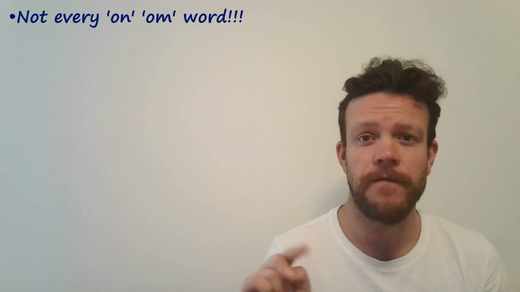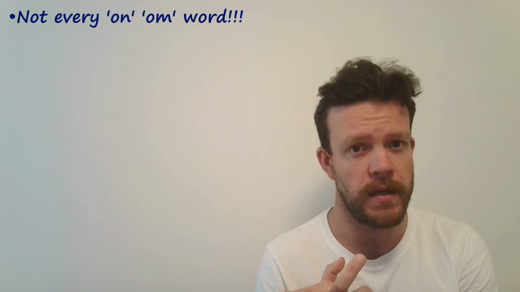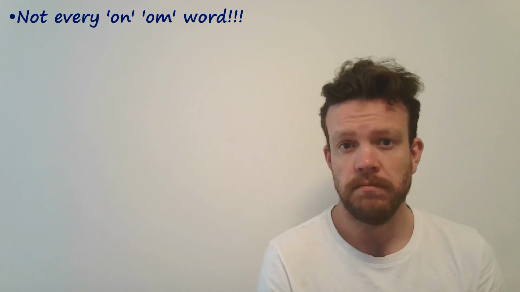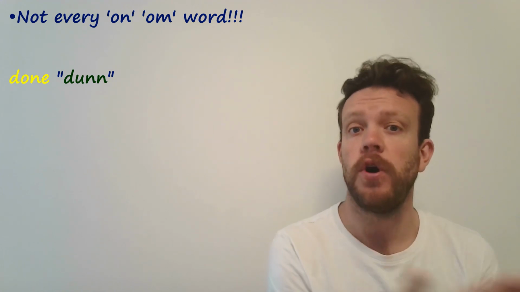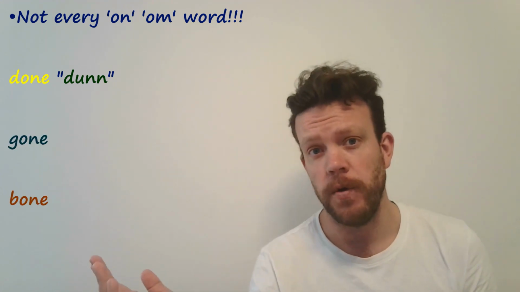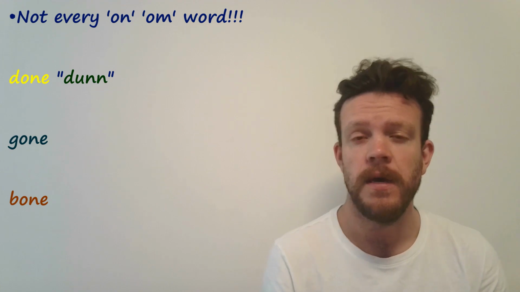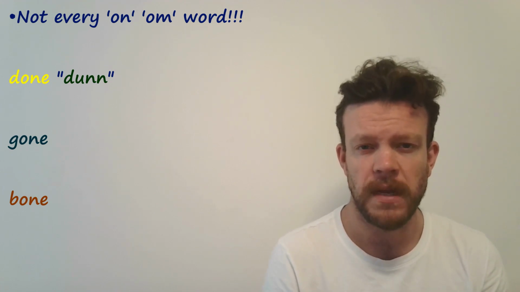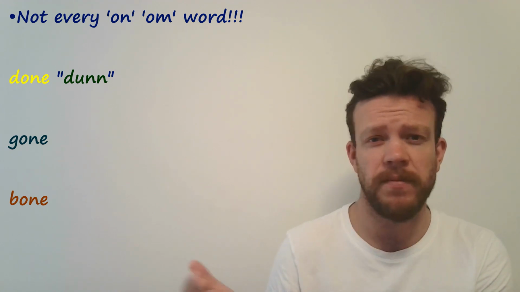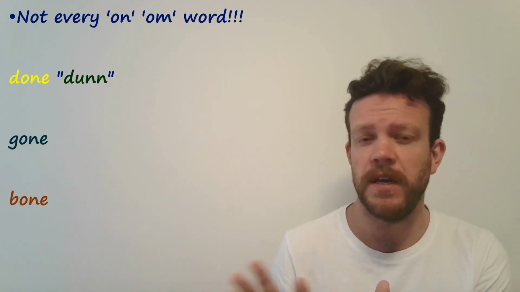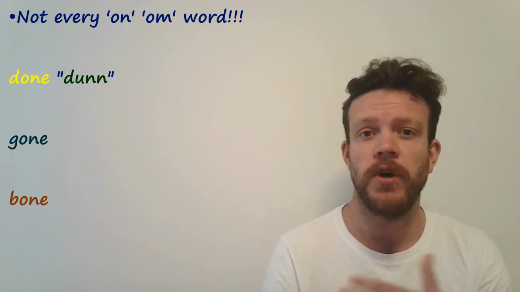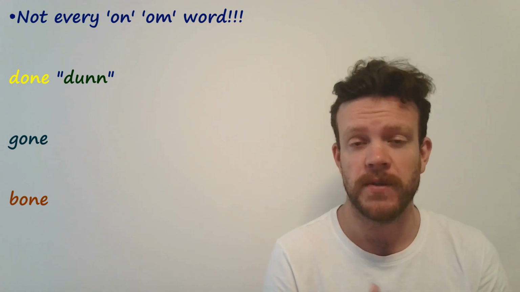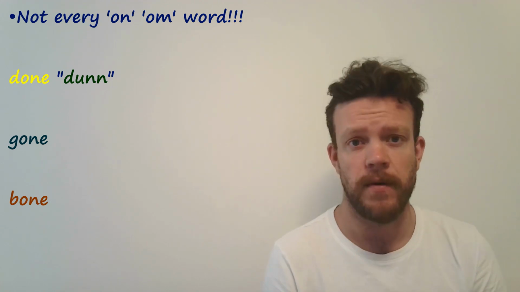But very important to say this isn't for every on or om word. For example, done we pronounce like this, but not gone or bone. All written the same way, all have a different sound. The last two, to be honest, people pronounce correctly. I generally don't have problems with this one. But now we're just going to look at some common ones which we need to pronounce with this un sound.